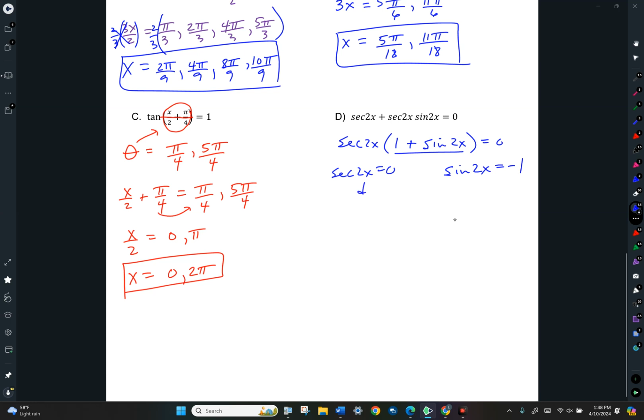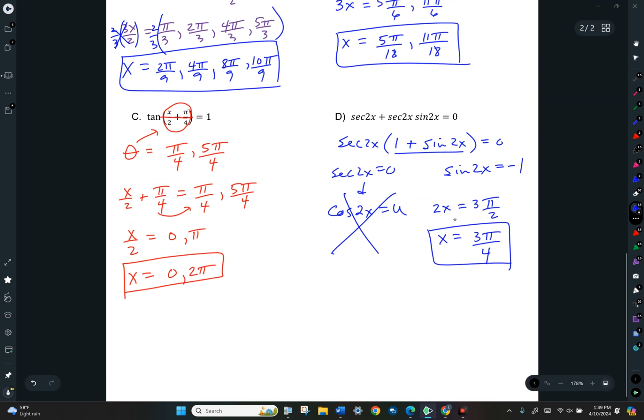Okay, change it to the reciprocal. If secant is 0, then cosine of that angle, the reciprocal of 0 is undefined. And remember we said cosine is never undefined. Over here, when does sine equal -1? Well, I know sine is +1 at pi over 2, which means it's -1 at 3 pi over 2. So if I'm going to solve for x, I'm going to divide by 2, and x equals 3 pi over 4.